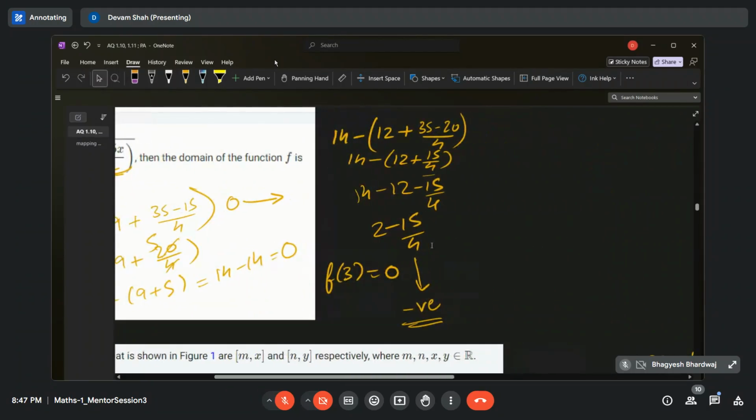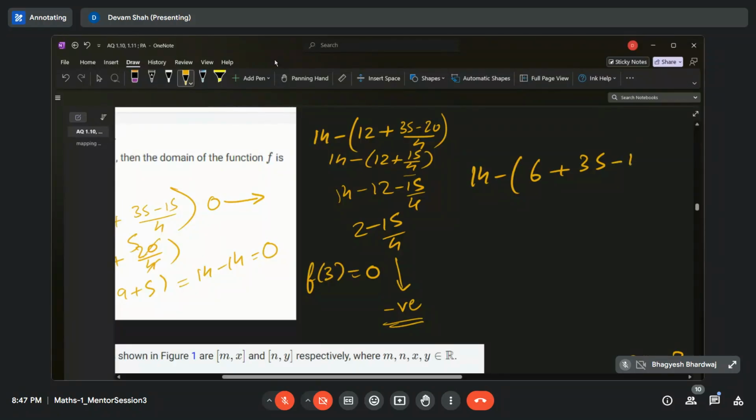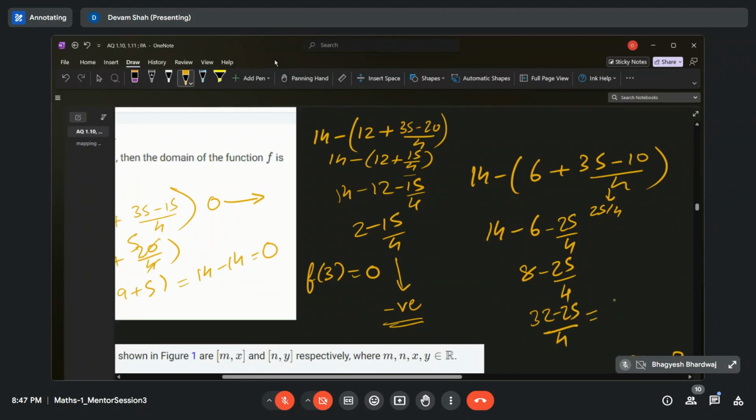what will it be? It will be 14 minus 6 plus 35 minus 5x. So 2 10 minus 10 by 4. 14 minus 6. This thing will be 25 by 4. So minus 25 by 4. So this will be 8 minus 25 by 4. 32 minus 25 by 4, which equals 7 by 4, which is a positive value.